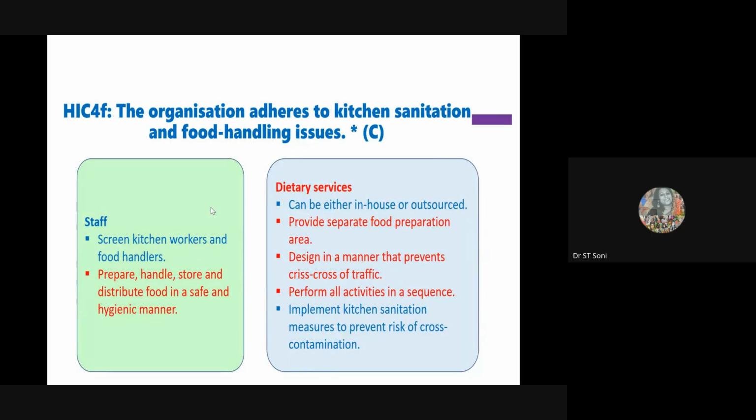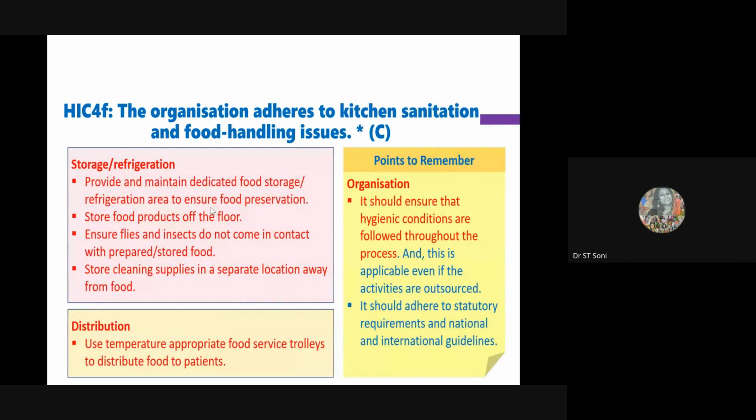Then comes the kitchen sanitation and food handling. It is very, very important, because that can be one of the sources of infection. A food outbreak can occur because of the supply of stale food or rotten food. So this can lead to an outbreak inside the hospital premises.